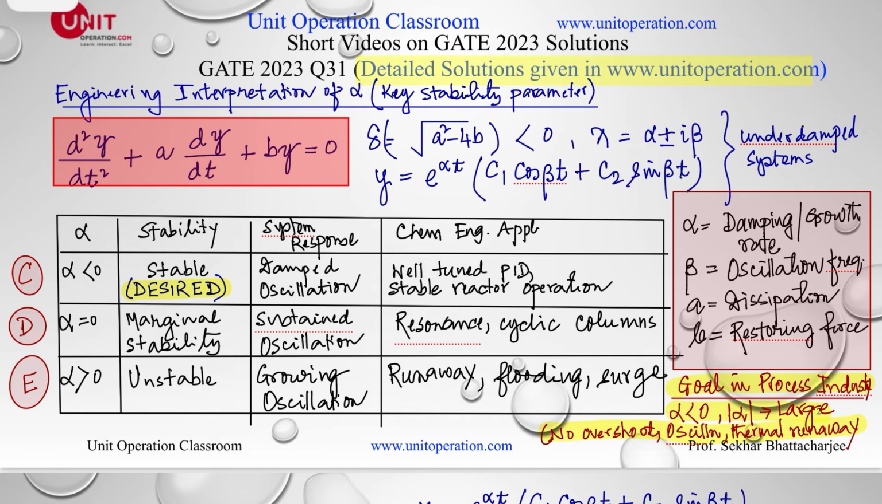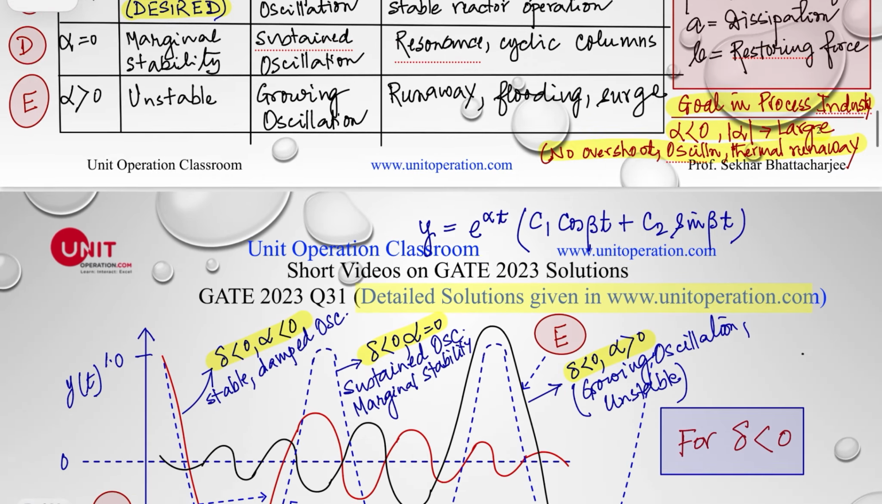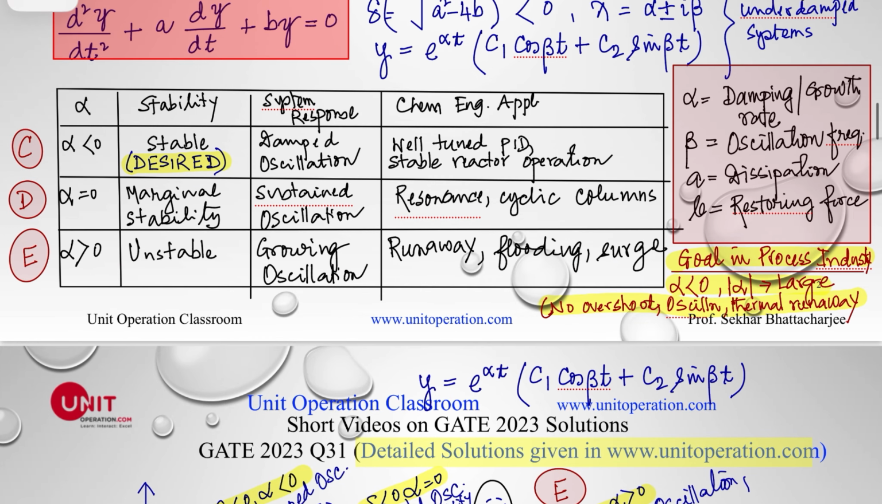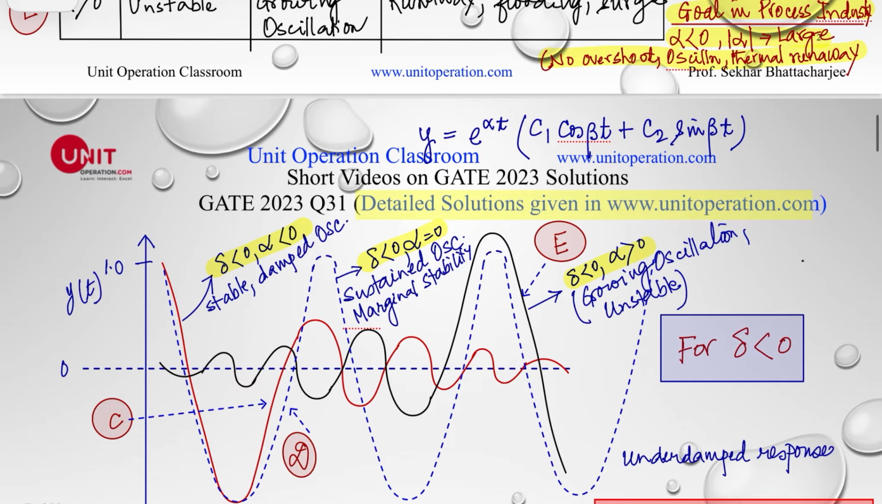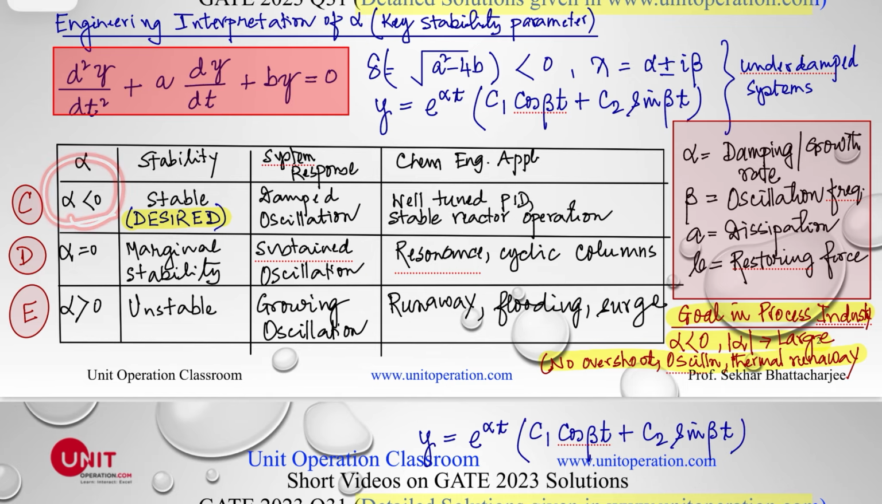Okay, let's try to see. So this is called underdamped systems. Let's see how this curve looks. So for C, when alpha is less than zero, of course, it's going to be stable, the desired one. Again, we like to say the goal in the process industry is to make this one negative and this value as high as possible. That leads to stability of the system, no overshoot and no oscillation or thermal runaway if we do that when alpha is less than zero.